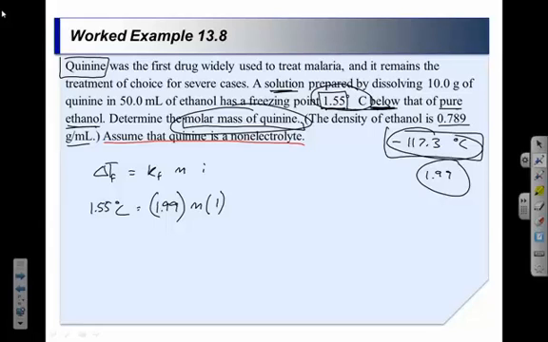I would take 1.55 divided by 1.99, and I get molality equals 0.00779. That's moles of quinine per kilogram of ethanol, which is the solvent. That's a relationship. So if I want to know the molar mass of quinine, that is the grams of quinine per mole of quinine.